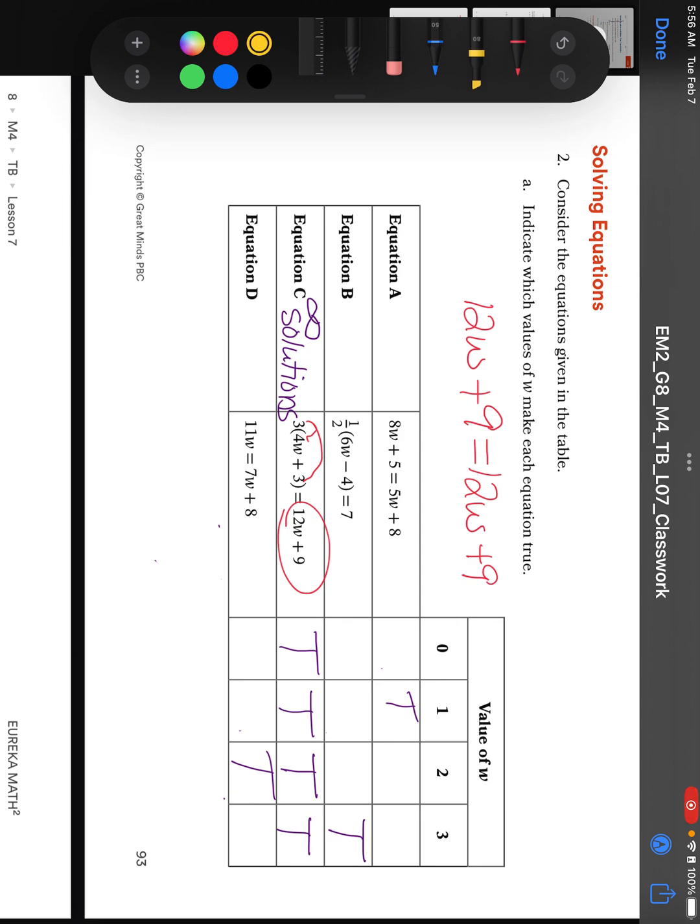Right, we're noticing that the left side and the right side are identical. So it doesn't matter what number we put in for W, 12 times any number plus 9 is always going to equal 12 times that same number plus 9. So we would say that equation C, again, has an infinite number of solutions.